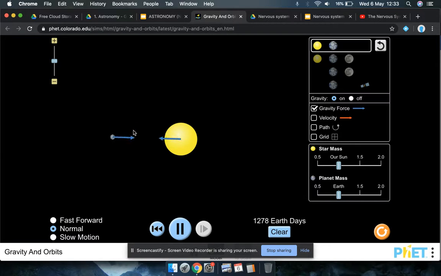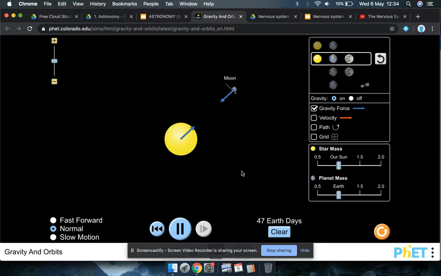However, if we change up a few of these variables here, we might affect the gravitational pull. So let's say, for example, I'm going to increase the mass here of the Earth. Okay, notice how the arrows are becoming bigger. So we have a bigger gravitational pull happening between the 2 planets, or the planet and the Sun.